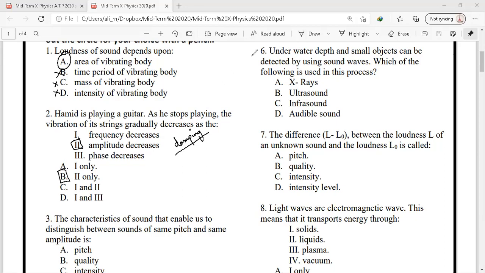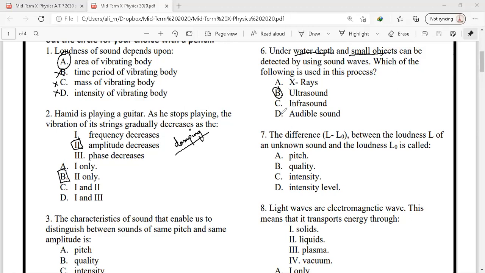Next question number 6 को देखते हैं. In question number 6, underwater depth and small objects can be detected by using sound waves. So, which of the following is used in this process? So, we have studied the uses of ultrasound, that is used to measure the underwater depth and small objects. So, the correct answer for this question is option B.